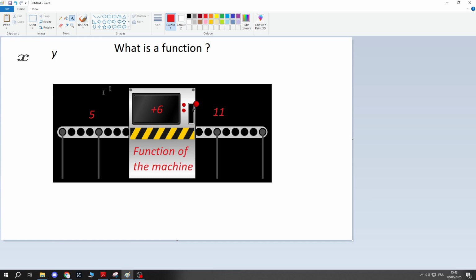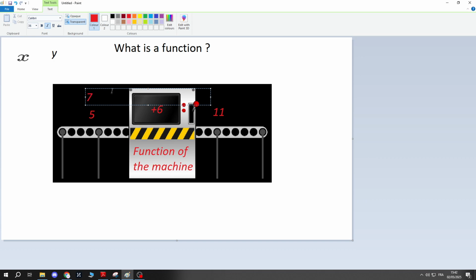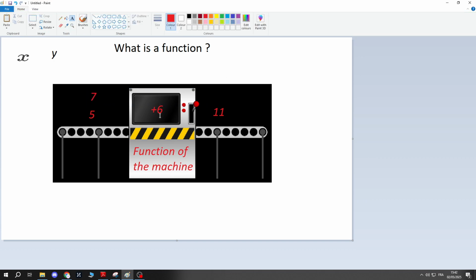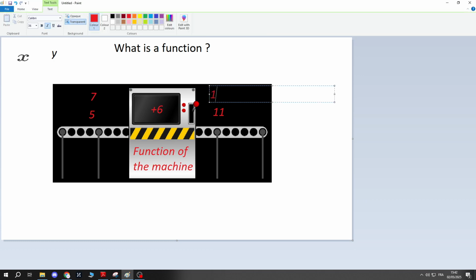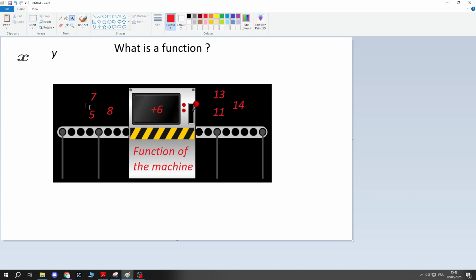But the thing is, every time we input a number, let's say this time we'll input the number 7. It will go through the process. It will be 7 plus 6, and 7 plus 6 is 13. And then we can put another number in. Let's say the number 8. 8 plus 6 is, again, 14. So the numbers at the start go through the same process every single time.